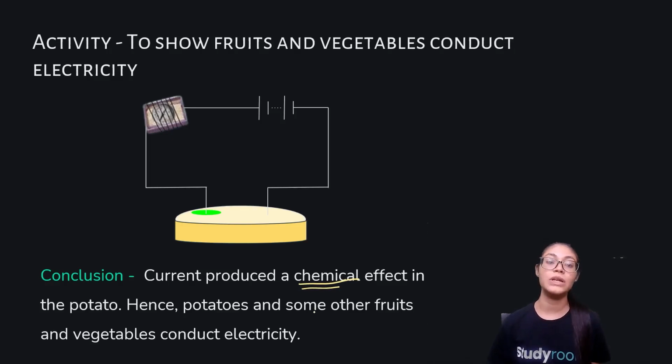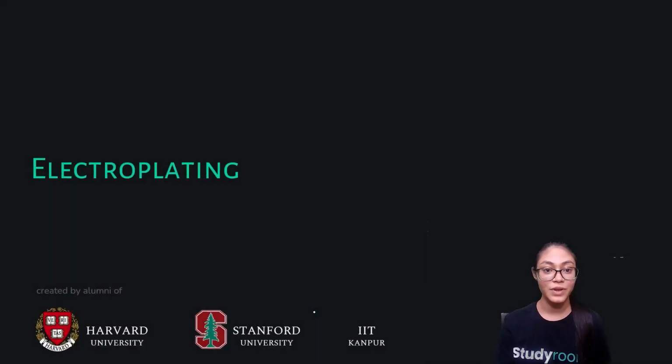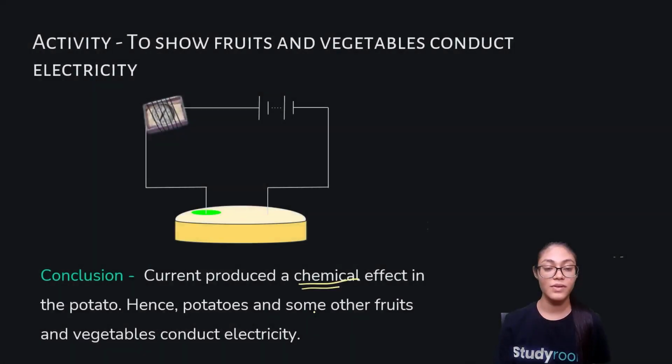So, this was all for this video. In this video, we learned about the effects produced due to electric current. That is, when the electric current is passed, what are some of the chemical effects produced? Correct? What are certain kinds of chemical effects produced?